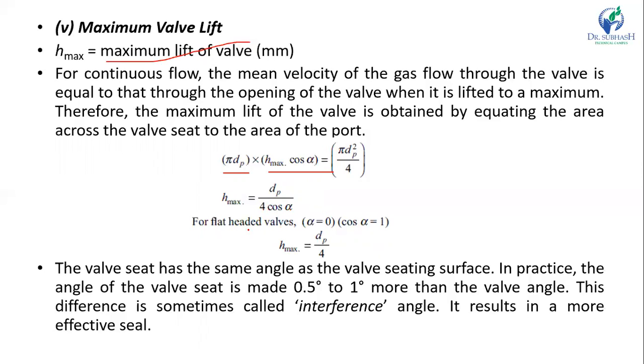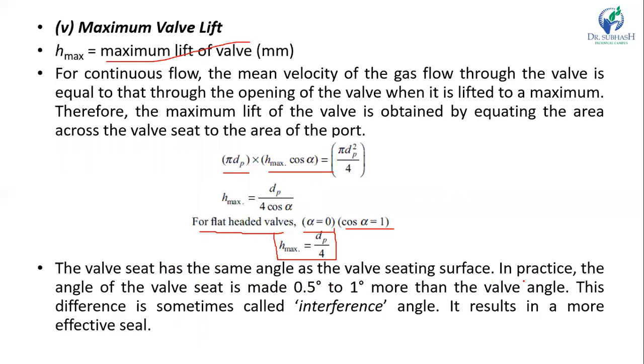For flat headed valves, the value of alpha is 0, so cos alpha is equal to 1. So h maximum is equal to dp by 4. The value of h maximum is dp by 4 when the valve is flat headed, that is, when the value of alpha is 0.